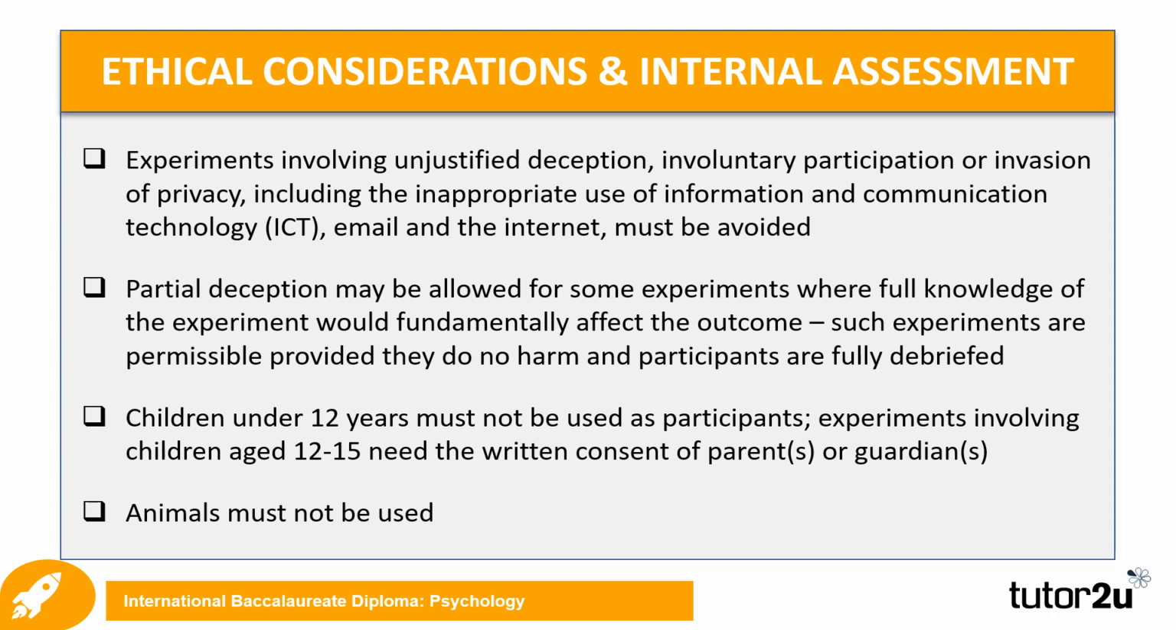Partial deception may be allowed for some experiments where full knowledge of the experiment would fundamentally affect the outcome. Such experiments are permissible provided they do no harm and participants are fully debriefed. In addition, children under 12 years must not be used as participants, while experiments involving children aged 12 to 15 need the written consent of parents or guardians. Finally, animals must not be used.